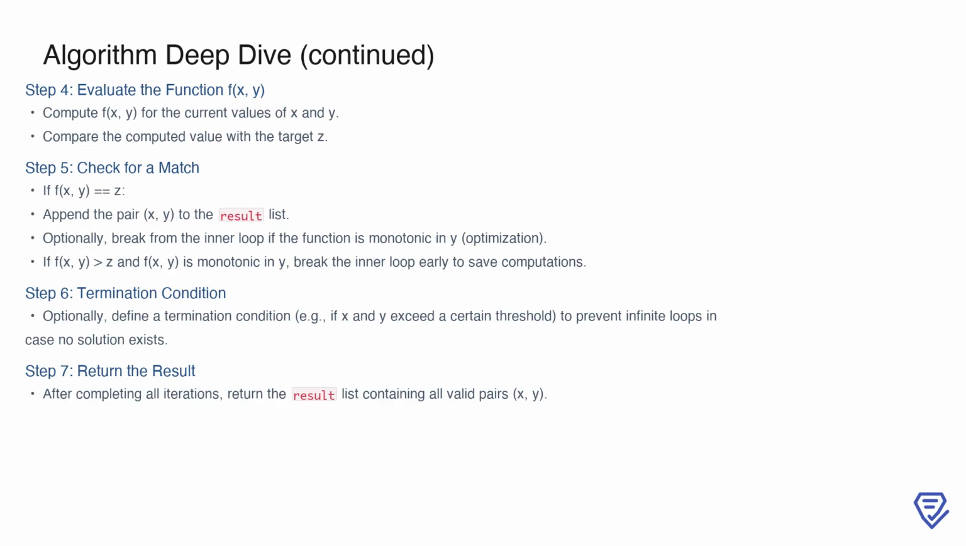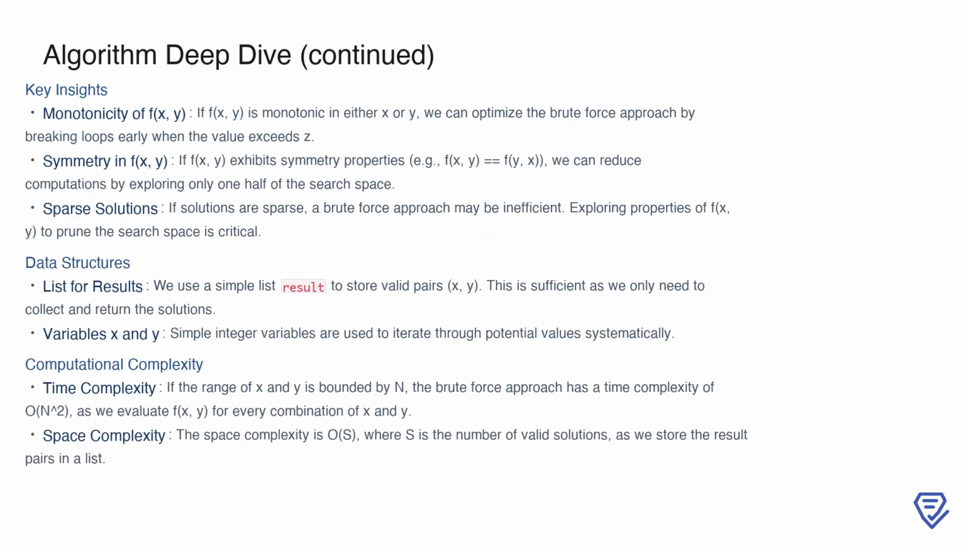Additionally, we can introduce a termination condition to prevent infinite loops. For example, if x and y exceed a reasonable threshold without finding any solutions, we can stop the search altogether. Finally, after all iterations are completed, we return the result list, which contains all the valid pairs that satisfy f(x, y) equals z.